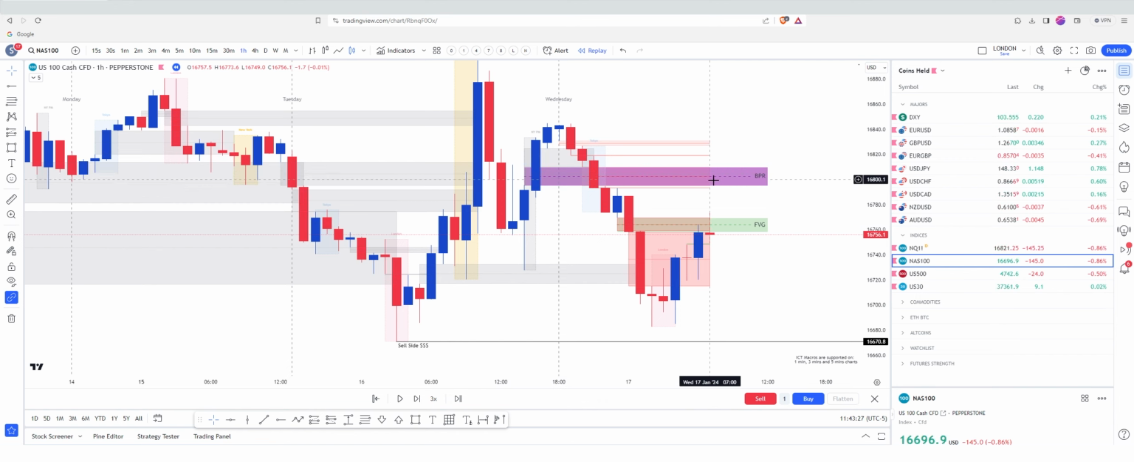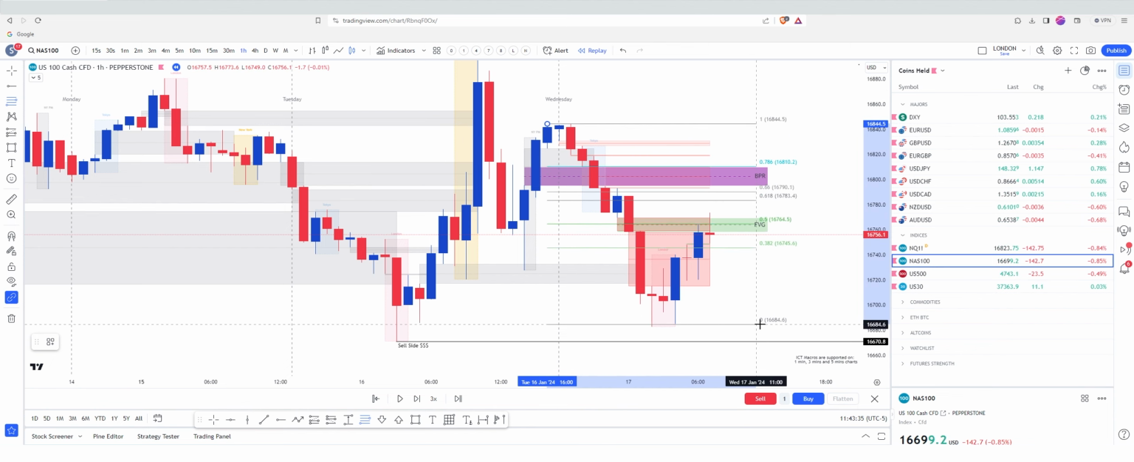Balanced price ranges generally offer a really nice reaction. And also just as additional confluence, that does look like it's pretty close to optimal trade entry. So from this swing high down to the current swing lows, we've got optimal trade entry.